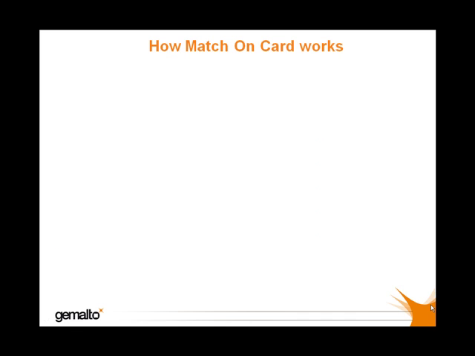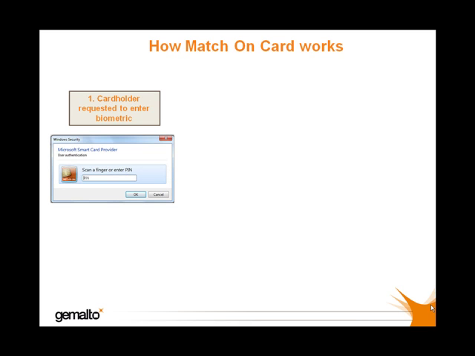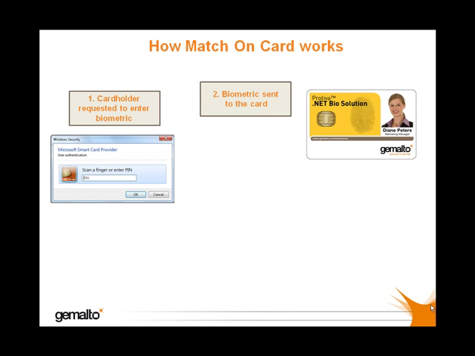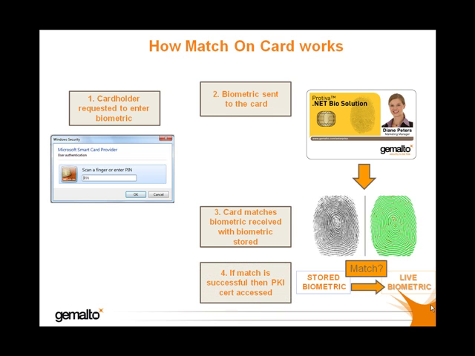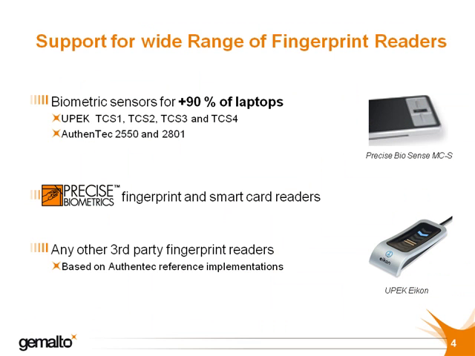Now, Gemalto and its partner Precise Biometrics offer a very important feature called Match on Card. As you can see from the schema, when an application is configured to request a biometric, the user is requested to swipe their finger, and once they have done so, the biometric or fingerprint template is sent to the card, which then tries to match it to one of the templates that it has in its memory. If the match is successful, then the card will allow access to the user's private key, exactly as is the case when a smart card PIN is successfully entered.